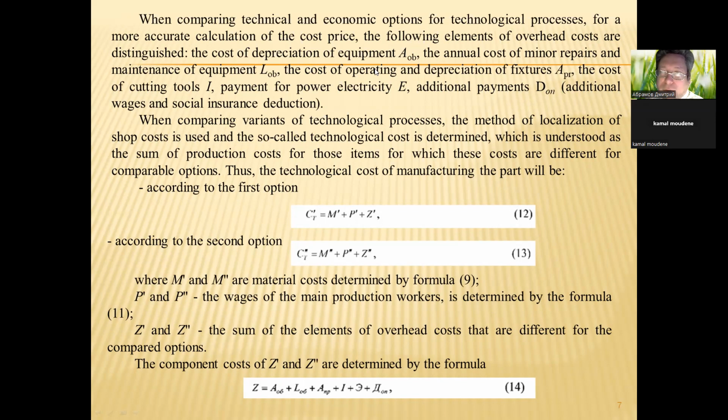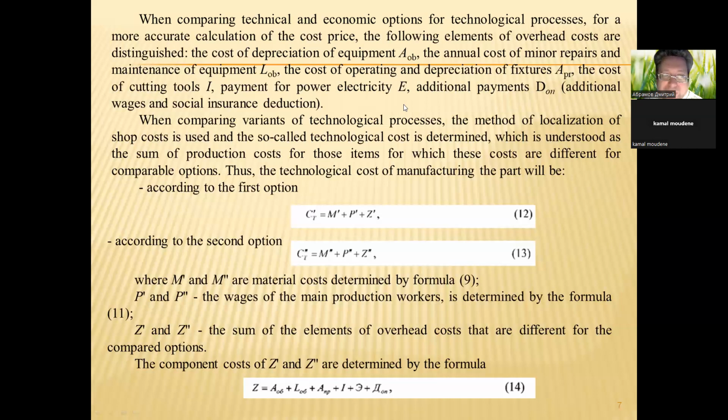The annual cost of minor repairs and maintenance of equipment, L. The cost of operating and depreciation of fixtures. The cost of cutting tools, E, big I. Payment for power, electricity, E. Additional payments, D. It's additional wages and social insurance deductions.